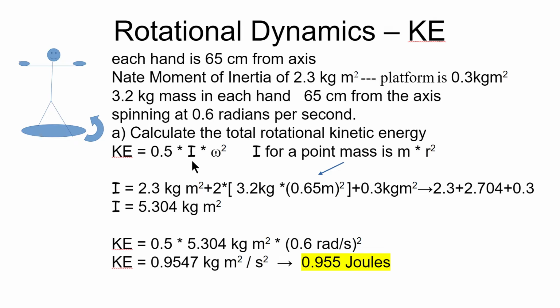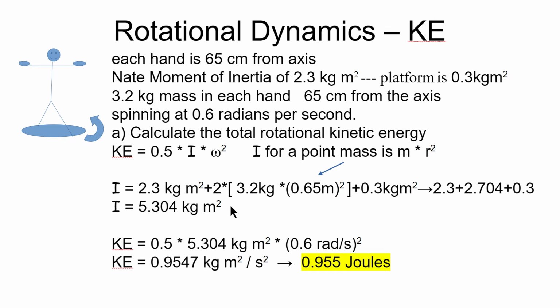Well, the I is made of 3 pieces. There are 3 parts of the system that contribute to I. We have the rotational inertia for the body of Nate. We have rotational inertia from the masses, the 2 masses that are in Nate's hands, and we have the rotational inertia of the platform. We're going to treat the masses in Nate's hands as point masses. We're not going to worry about the complication that these are extended objects. We're just going to take all the mass concentrated at a point. That rotational inertia calculation is mr squared.